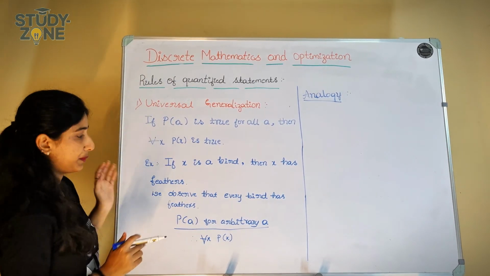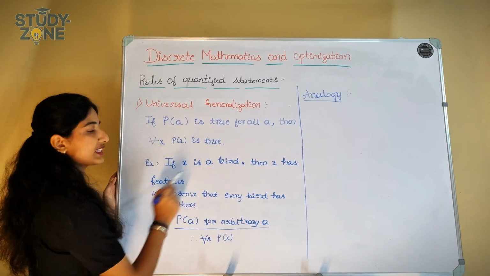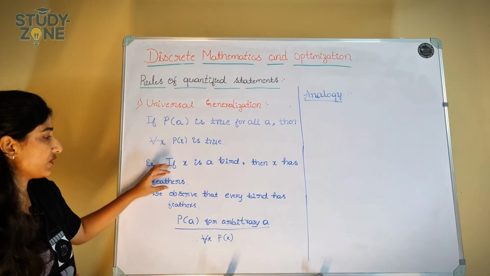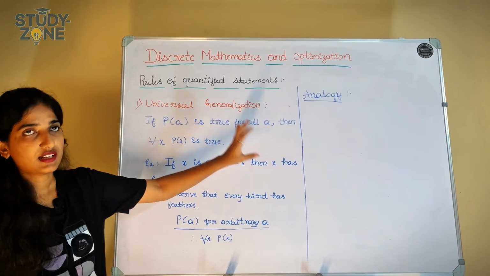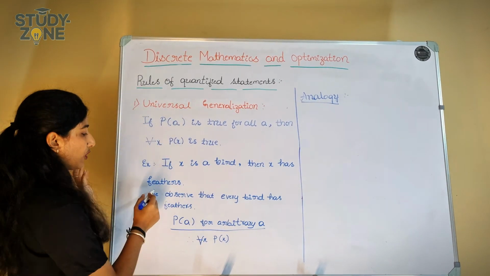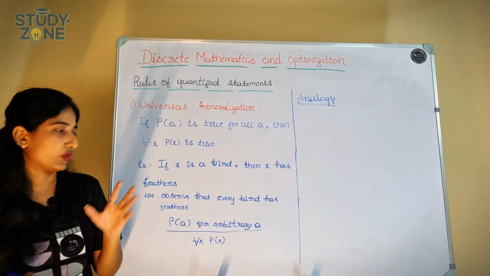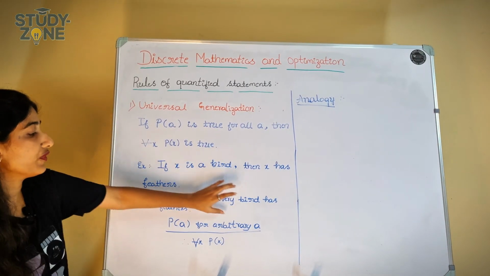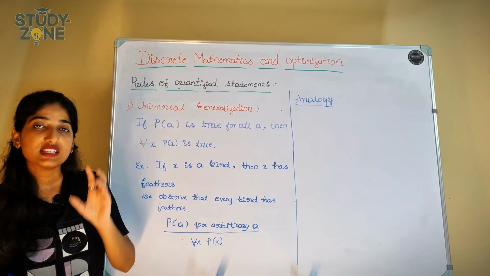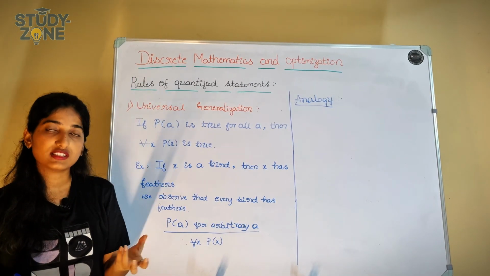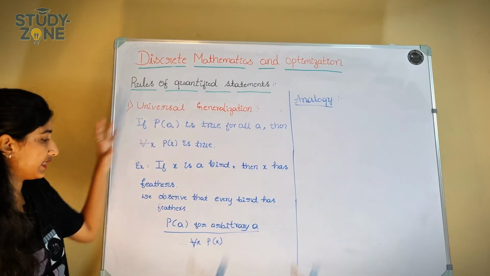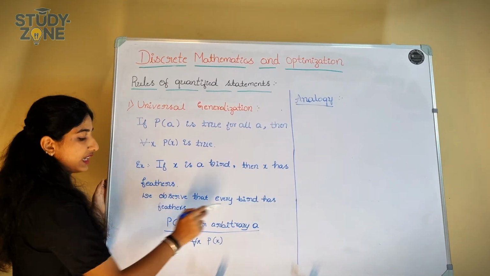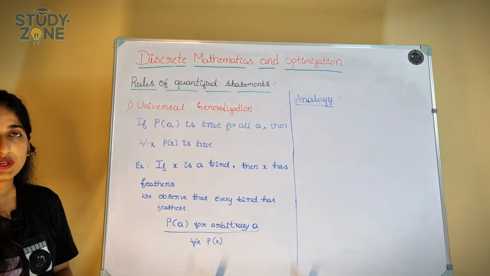Let us take an example. If x is a bird, then x has feathers, correct? Let us take a peacock, a parrot, or any bird. All birds have feathers, right? If x is a bird, I am taking one peacock, and that peacock has feathers. One parrot, that parrot is also having feathers. So we observe that every bird has feathers, which means if it is true for one element or one object, then it is true for each and every object. That is universal generalization. We can write it as P of a for arbitrary a, therefore for all x, P of x.